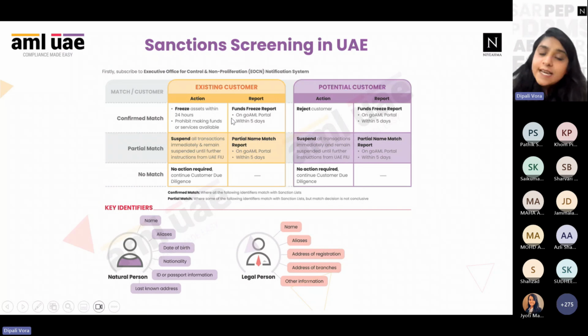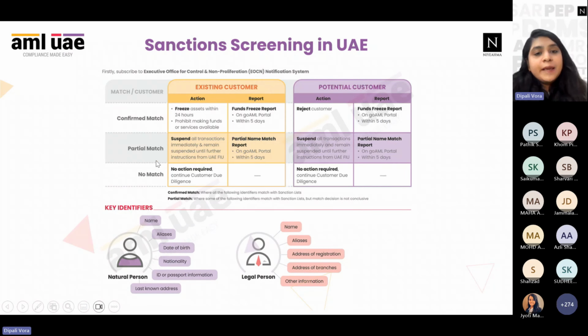In such cases, again, the obligation is to file a fund freeze report within 5 days. So for all of the confirmed matches, confirmed meaning 100% match, we need to file a fund freeze report within 5 days. That is with respect to existing or potential customers.